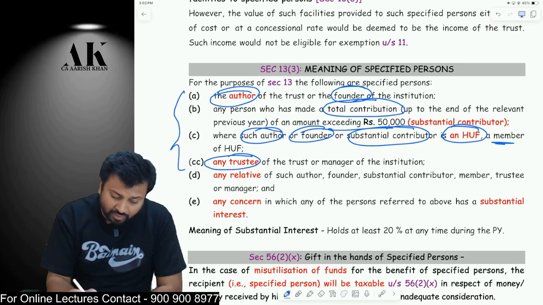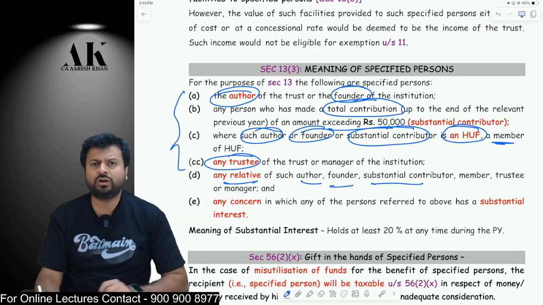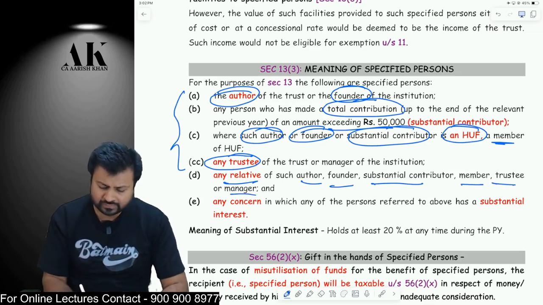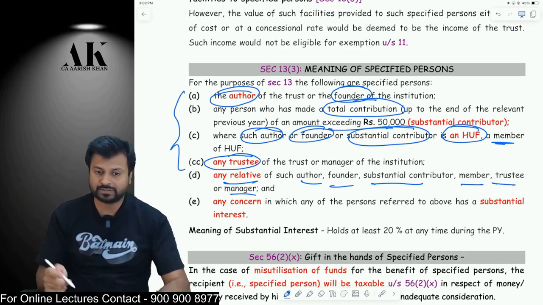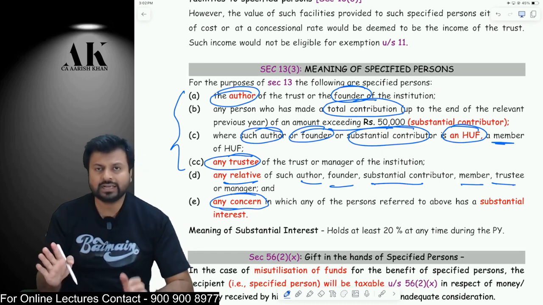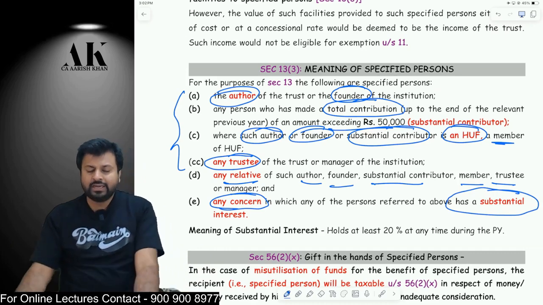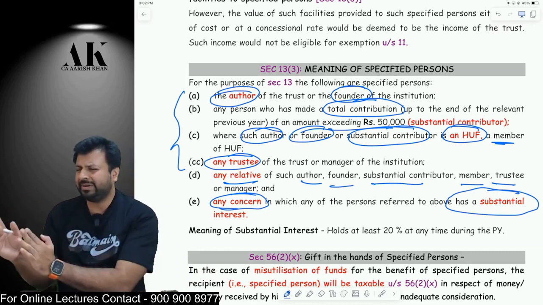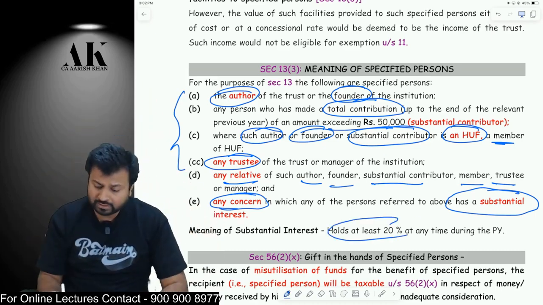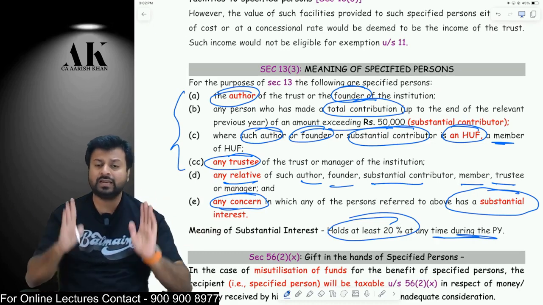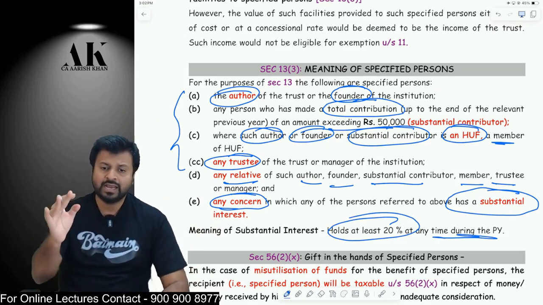Then the relative of all these people: the author's relatives, founder's relatives, substantial contributor's relatives, members' relatives, trustees' relatives, managers' relatives, all of them will also be called a specified person. Then any concern means any entity in which you are holding substantial interest. In any concern, any company, firm, LLP, AOP, BOI in which any of these people are holding 20% or more stake at any time during the previous year, then that entity will also be called a specified person. I hope it is clear to all of you.